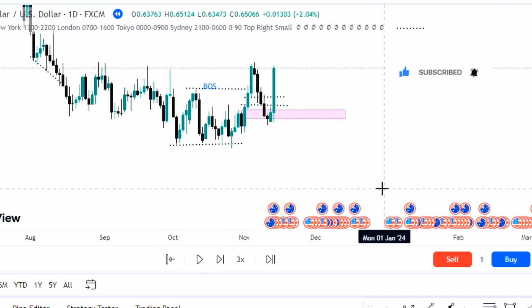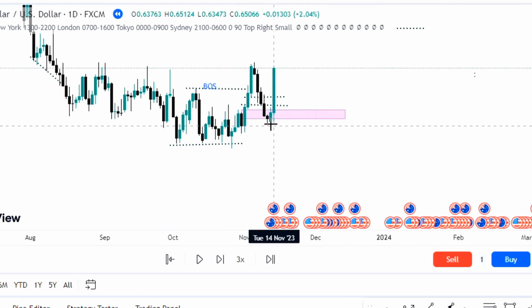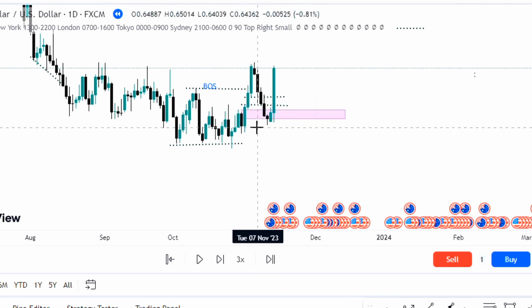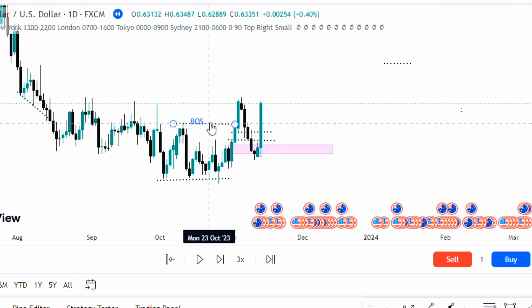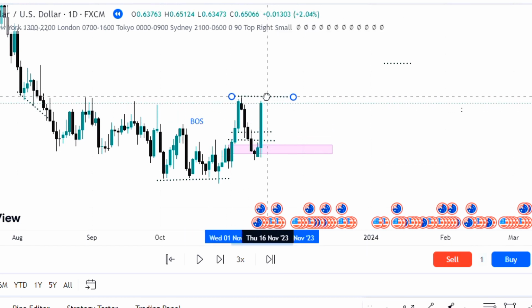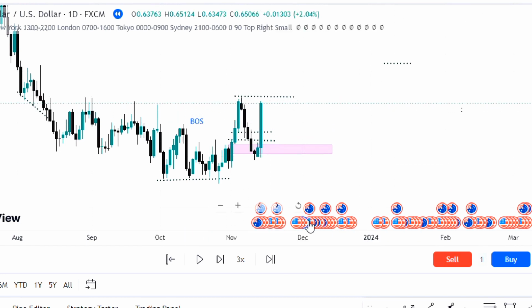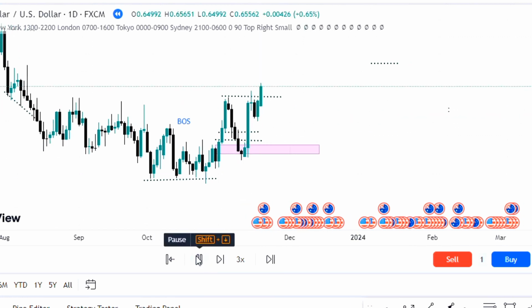So guys, as you can see here, the market just came and retested our fair value gap, and boom, it went in our direction, guys. Now we can also wait for our break of structure either side, and we look for another fair value gap, guys. So let's see another example here.